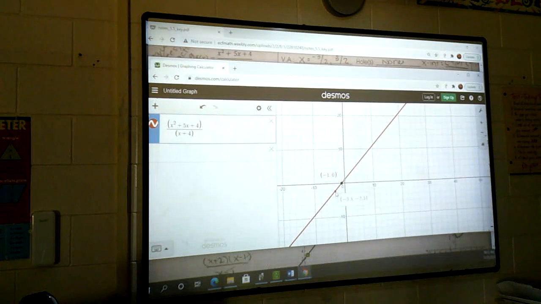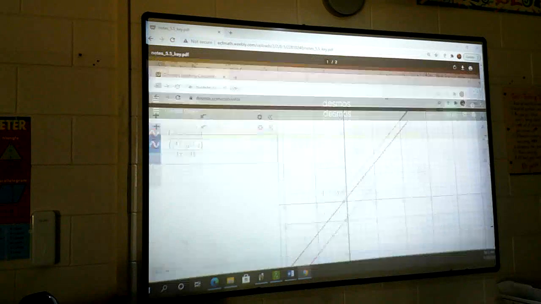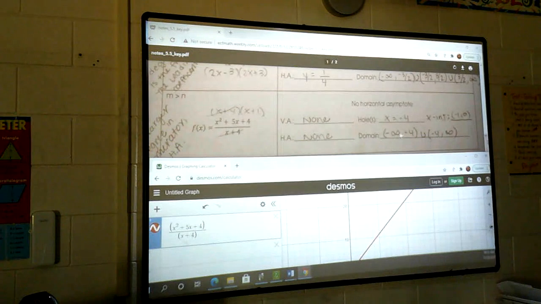Those are not easy to see. You have to look. There it is. You have a hole at -4. But other than that, it goes from -infinity to +infinity, right? So that's why our domain goes from -infinity to -4 and -4 to infinity.